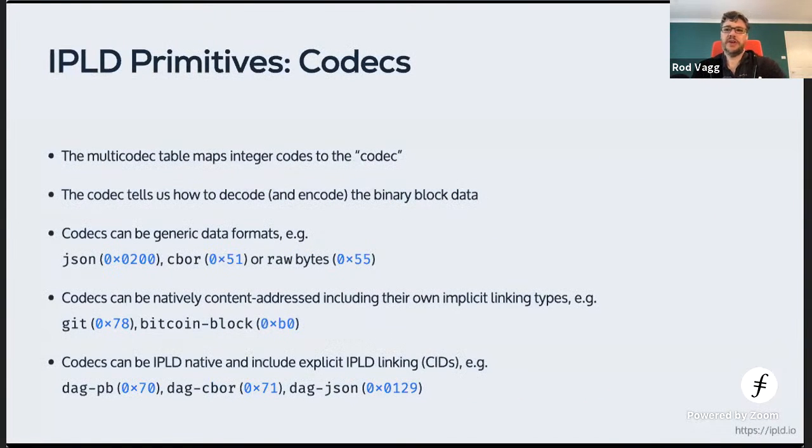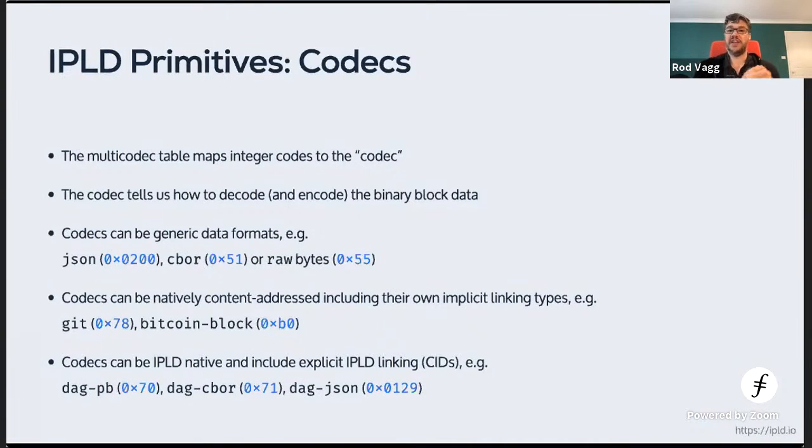The second thing that IPLD brings is codecs. Now, we use a table to map integer codes to codecs. A codec tells us how to decode and encode binary block data. And we have a lot of different codecs, and a lot of them are not ours. We've got our own codecs, but codecs can be generic, like JSON is a codec, which tells us how to decode strings into object data. CBOR is another one designed specifically for binary, and it's much more compact. And also just raw bytes.